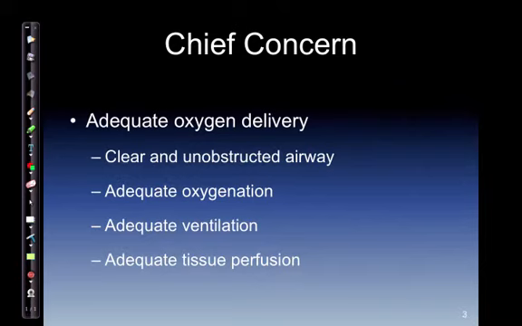Chief concerns: adequate oxygen delivery, clear and unobstructed airway. The pathway must be present for oxygen to enter through the mouth or nose, down to the alveoli in the lungs. Very simply. Adequate oxygenation. Movement of oxygen into the lungs across the alveolar membrane and into the blood. Adequate ventilation. Movement of air in and out of the lungs.